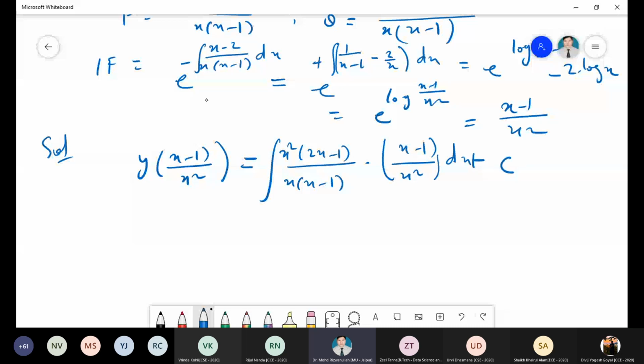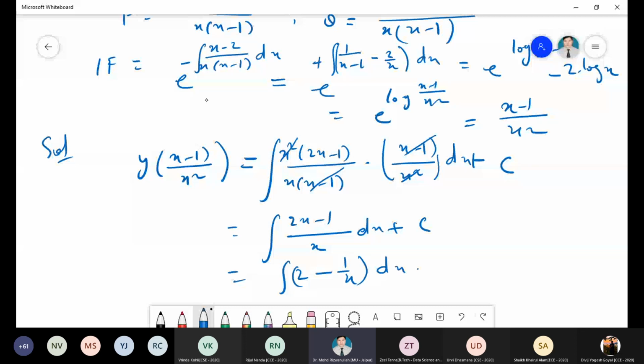Now see, this x square will cancel, so you are getting the integration of 2x minus 1 upon x, and then dx, and then plus c. So the integration of this is 2 minus 1 by x, and then dx, and then plus c. So this is equal to 2x minus log x, and then plus c.